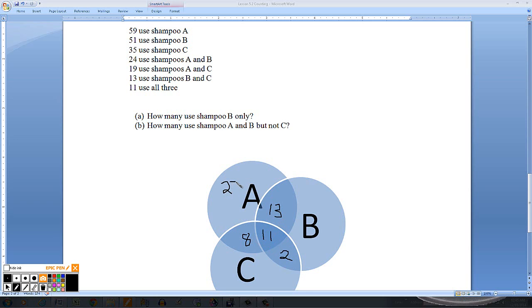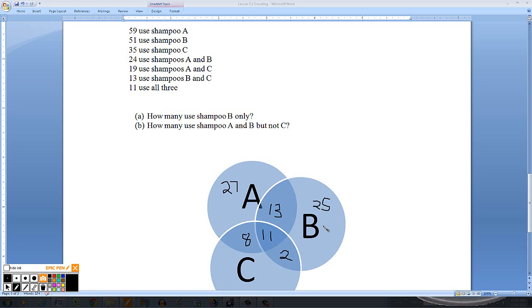Then for the next one, 51 use shampoo B. So here I have 4 regions again. In this region I have 13, this one I have 11, this one I have 2, so I need a number over here outside those 3 regions, and the total has to be 51. So we add up the 13, the 11, and the 2 and subtract from 51, and we get 25.